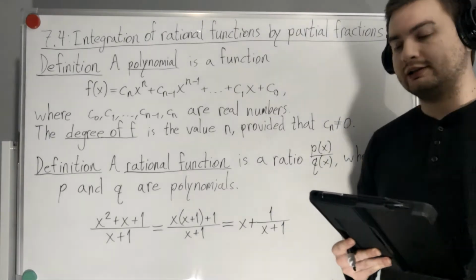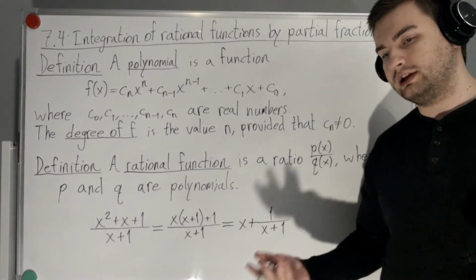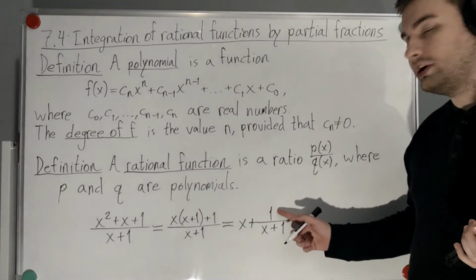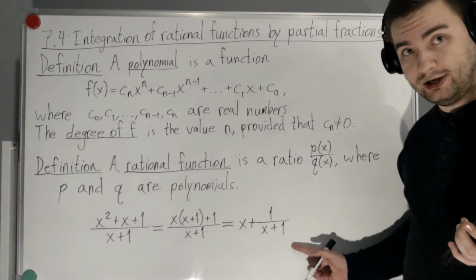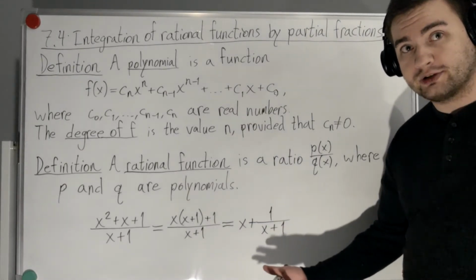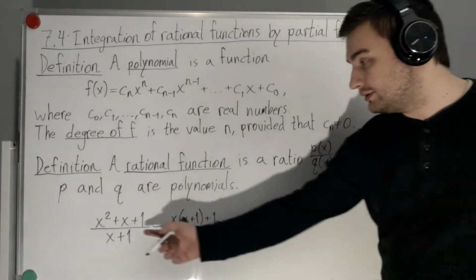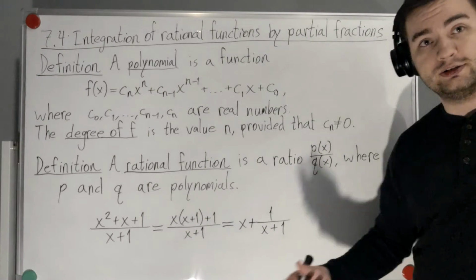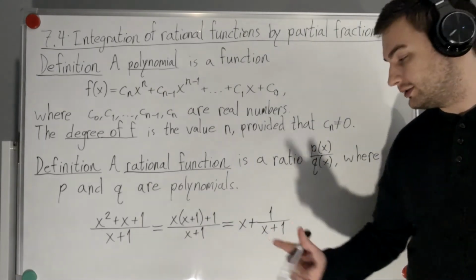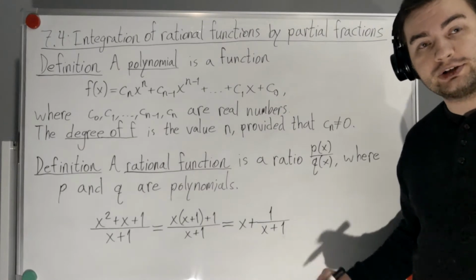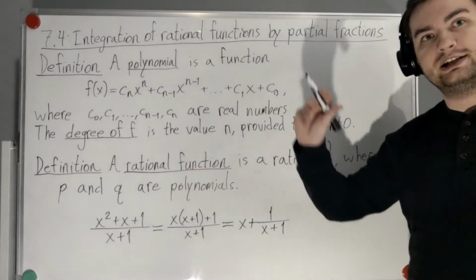So, basically, this means that if you know how to integrate a rational function where the degree of the numerator is less than the degree of the denominator, then you can integrate all rational functions. Because you can always do this. You can always find some way to write it as a polynomial plus something like that. And so this is what we're mostly going to be focused on today. Rational functions where the degree of the numerator is less than the degree of the denominator.